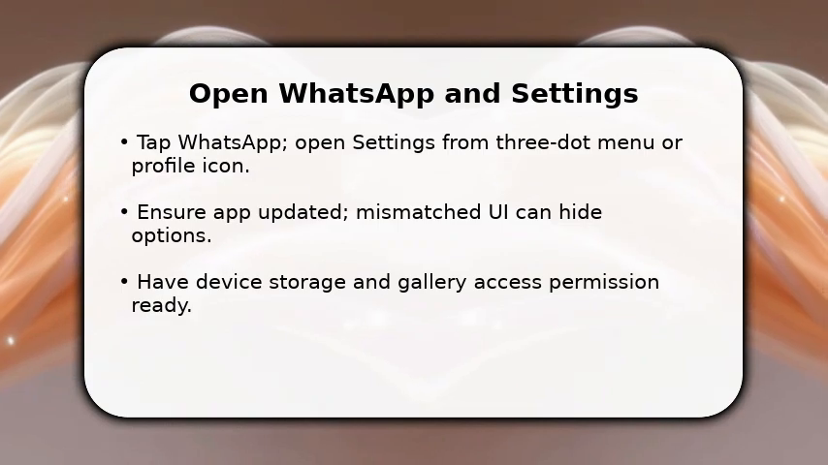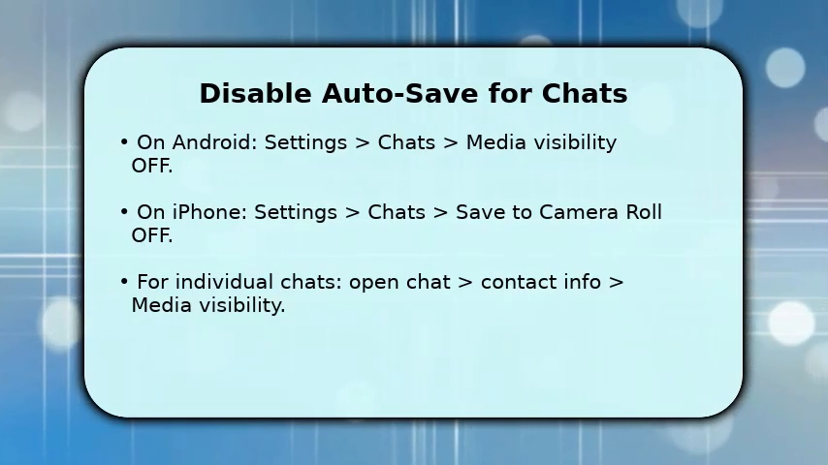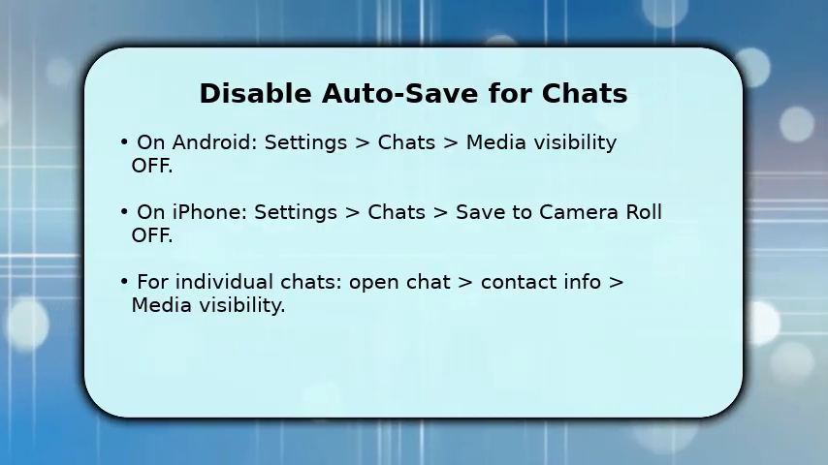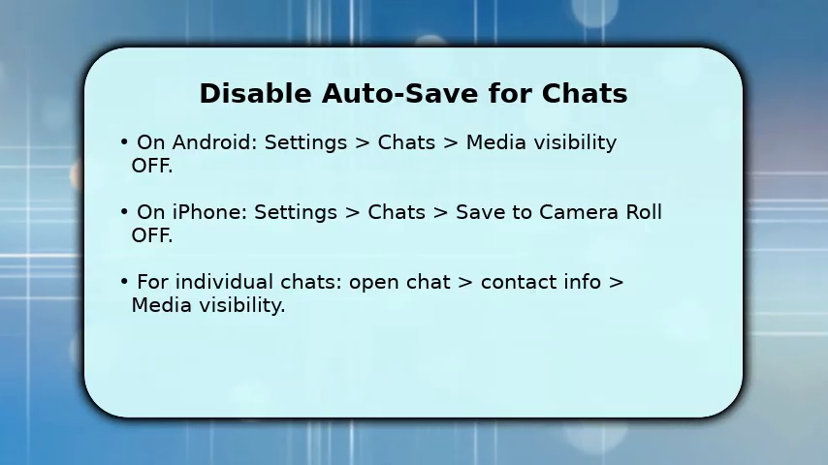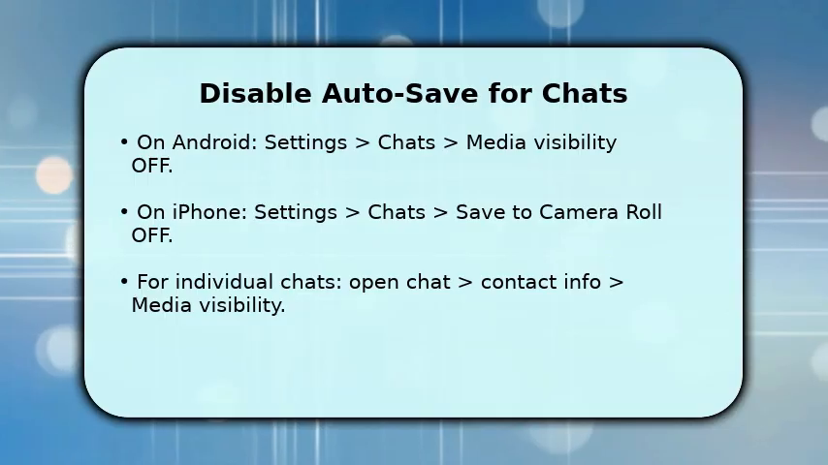Now you change the specific autosave settings. On Android, go to Settings, then Chats, and toggle media visibility off so new media won't appear in your gallery. On iPhone, use Settings, Chats, then switch off Save to Camera Roll.